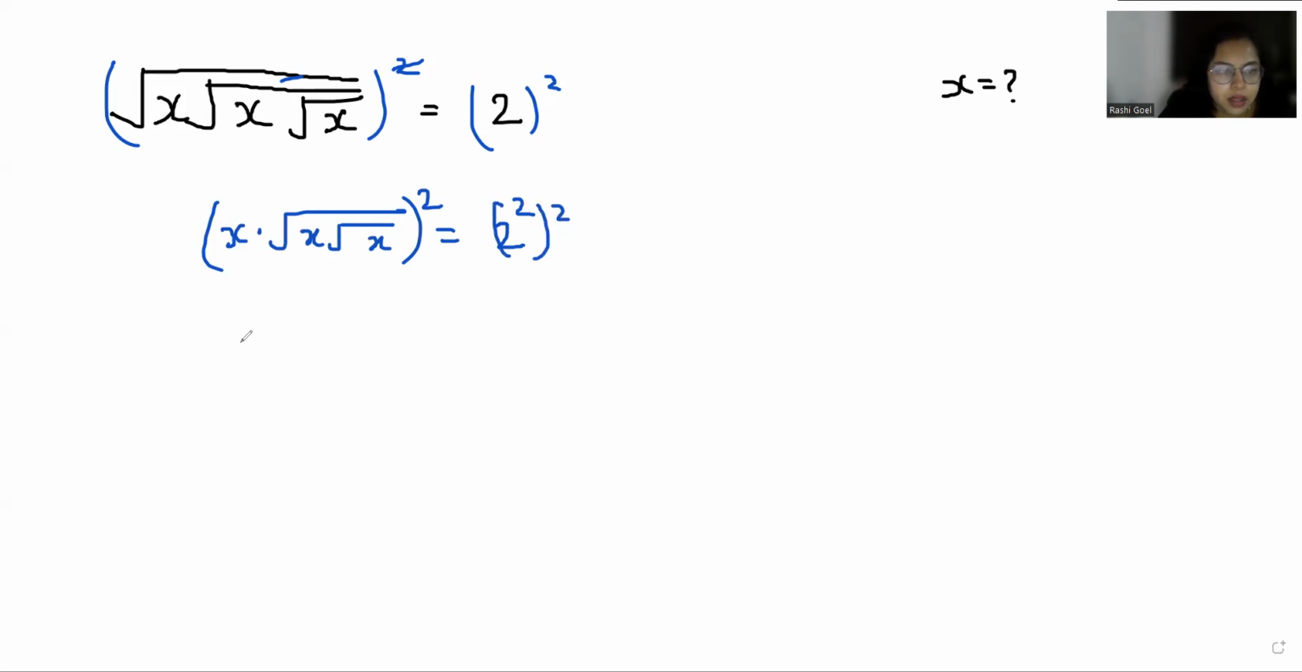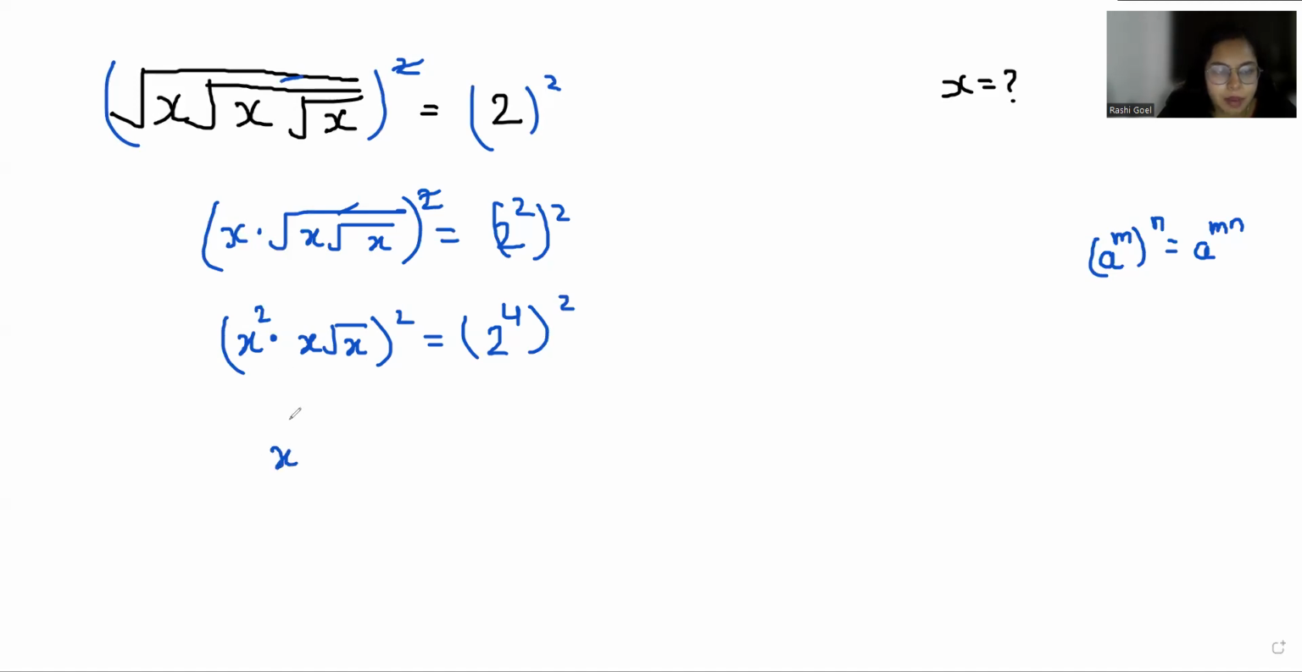So it becomes x squared times, removing this square root, x square root x is equal to 2 power 4. According to the exponent rule, a power m power n, we can write it as a power mn. So 2 power 4. Again I'm squaring both sides.